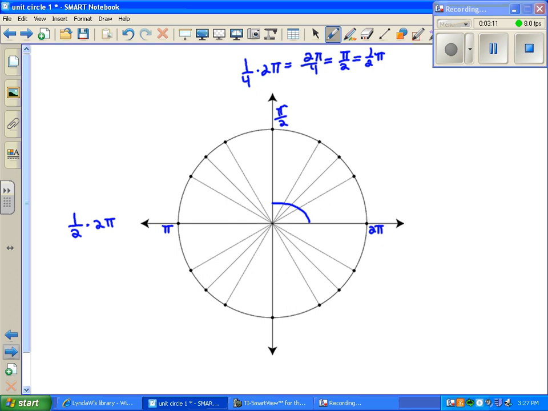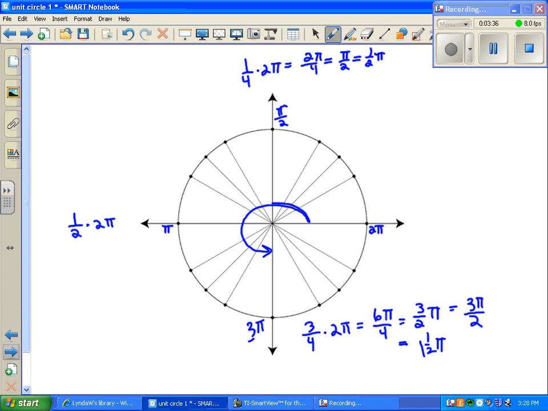So a fourth of the unit circle equals pi over 2. Now on the bottom, this would be the same as going 3/4 of the way around the unit circle. So 3/4 times 2 pi would equal 6 pi over 4, which reduces to 3 pi over 2. A lot of times people will put the pi on the top, 3 pi over 2, and that's actually what I do. So 3/4 of the way around the unit circle is equal to a distance of 3 pi over 2.